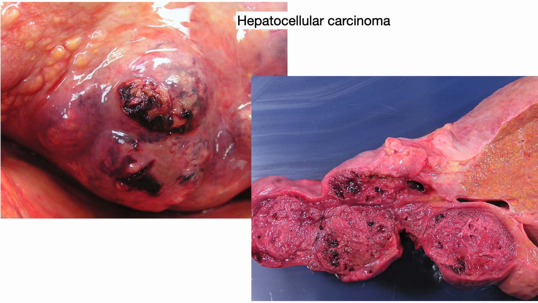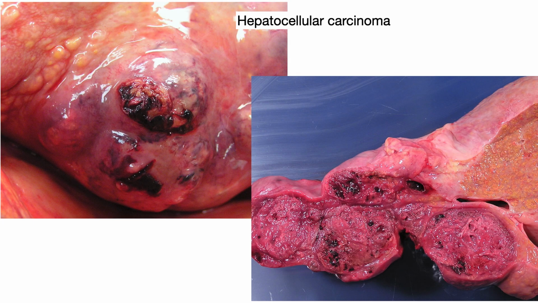But I thought this would just help you understand that range of how differentiated they can be, from, like that one was pretty well differentiated, to one where it's hard to even tell it's liver. So this was hepatocellular carcinoma. Bottom right, you can see the liver there. They had micronodular cirrhosis. And then the red part, that's the tumor. The top left is it.